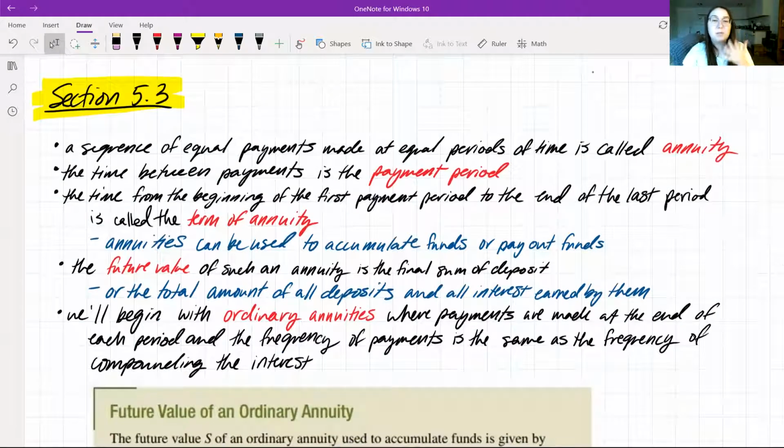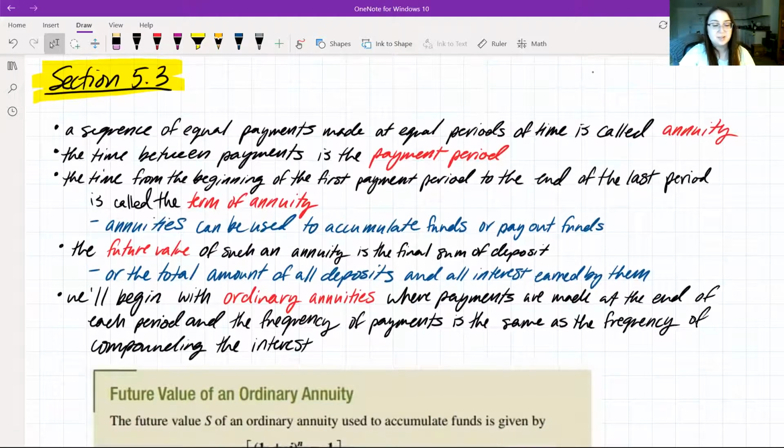All right, so now we can move on to section 5.3. And in section 5.3, the important things to remember would be that a sequence of equal payments made at equal periods of time is called an annuity. The time between payments is the payment period. The time from beginning of the first payment period to the end of the last payment period is called the term of the annuity, so however long it took you to pay off your lump sum that you began with.